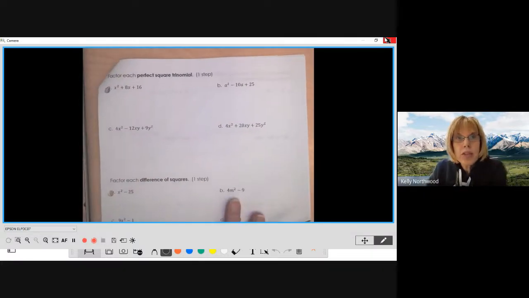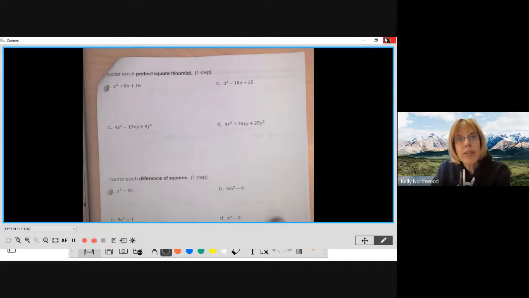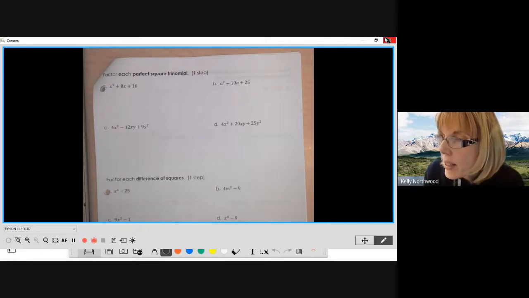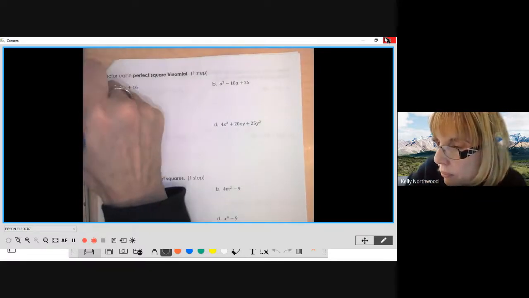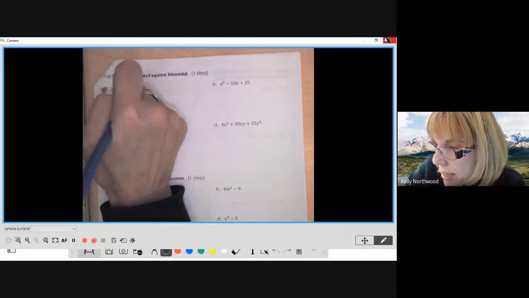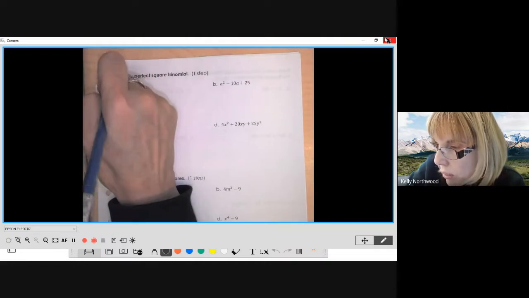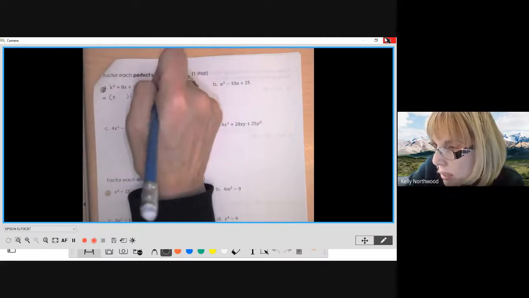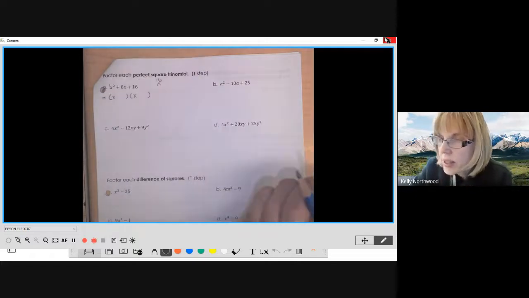Okay, another type of trinomial you could get is called a perfect square trinomial. If you don't recognize it, you can always factor it as a simple trinomial or a complex trinomial. But if you do recognize it, it's also one step. So for instance, you might see this as a simple trinomial and say to yourself, because there's an invisible 1 there, I need 2 numbers that multiply to positive 16 and add to positive 8.